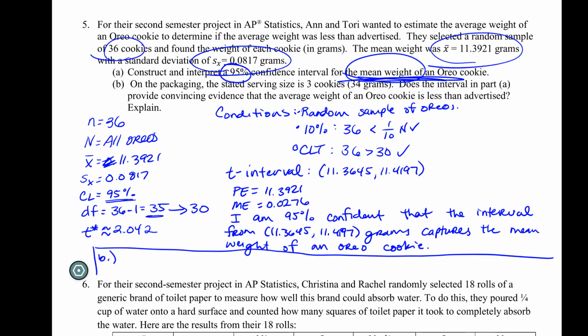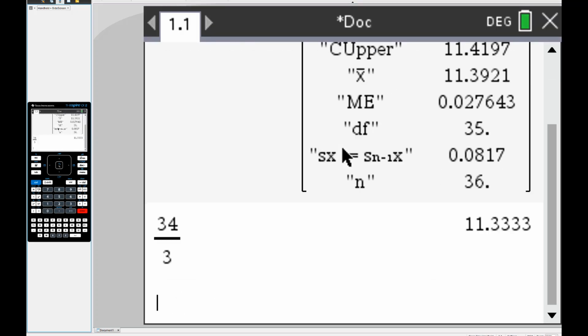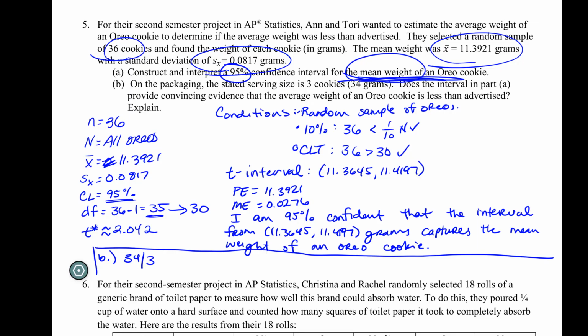So in part B, the question was, hey, are they actually getting shortchanged here? Well, we don't necessarily know off the top of our heads what the advertising claim is, so what they had to do is look at the back packaging and see that the serving size of 3 cookies was 34 grams. Okay, so what's 34 divided by 3? If 3 cookies is supposed to be 34 grams, then what is 1 cookie going to be? 34 divided by 3 gives us 11.333, and we want to know, is that plausible? Is that inside our confidence interval?